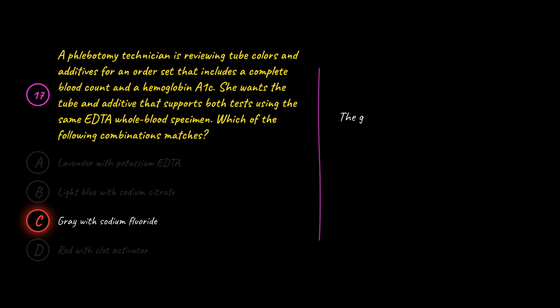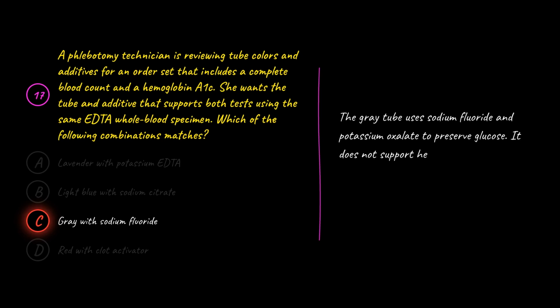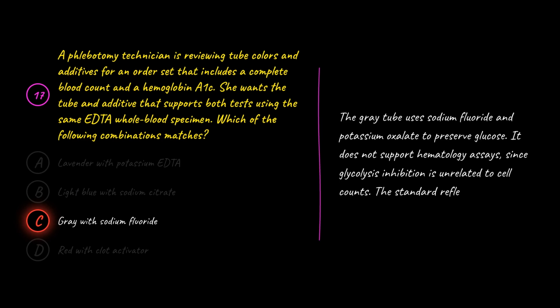C is wrong because the grey tube uses sodium fluoride and potassium oxalate to preserve glucose. It does not support hematology assays, since glycolysis inhibition is unrelated to cell counts. The standard reflects current practice in routine clinical phlebotomy.